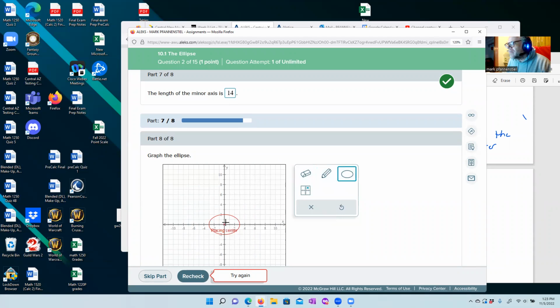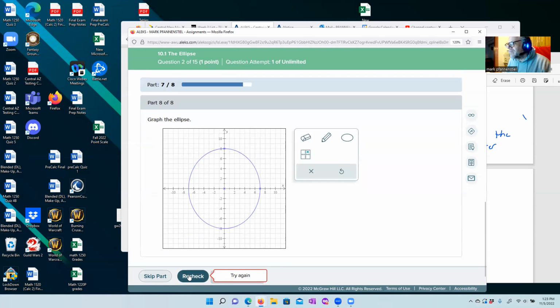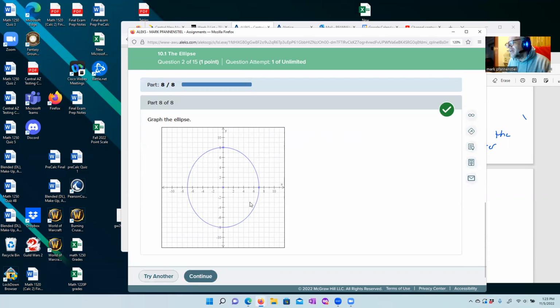So we got the center. And we're going to go all the way up to 8, and then our minor axis is going to be to 7. Okay, so we'll try. Let me check that one. Now we got our little green check mark, and we're ready to go on.